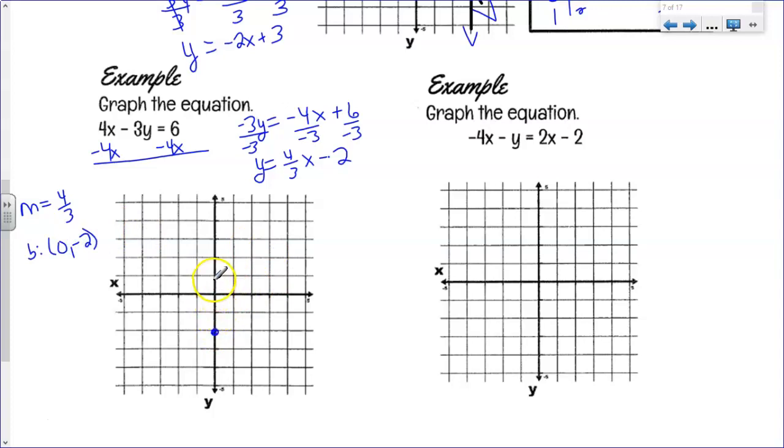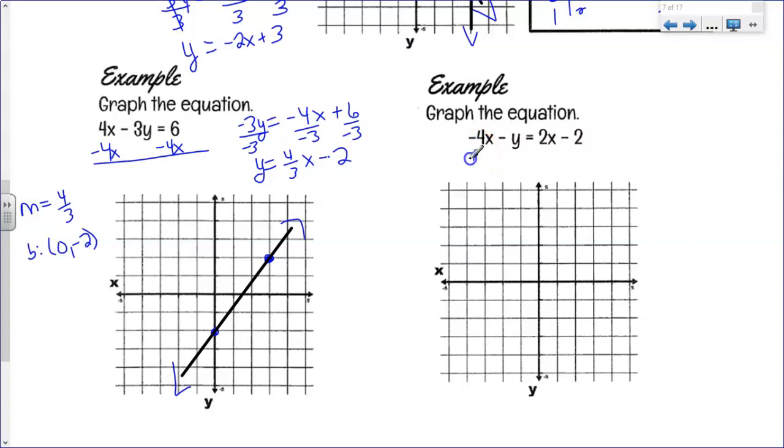4/3: 1, 2, 3, 4 up. And then 3 is positive, 1, 2, 3 to the right. I couldn't go down 4 on this graph, so those are my only 2 points, and you only need 2 points to make a straight line. Let's see if I can connect them. Yay! Alright, again, I would use a straight edge if I had one for this. It helps you. So there is your line that represents this equation.